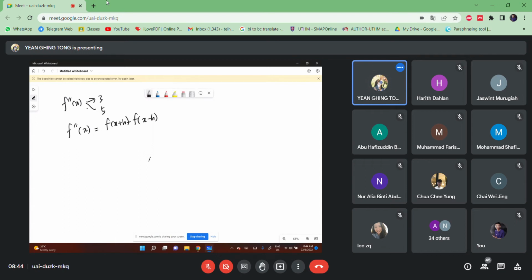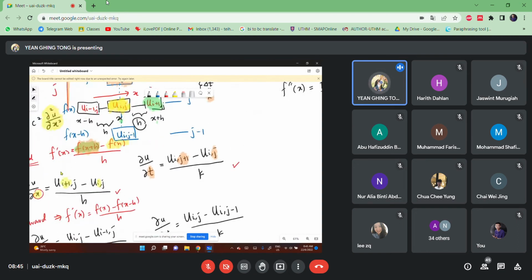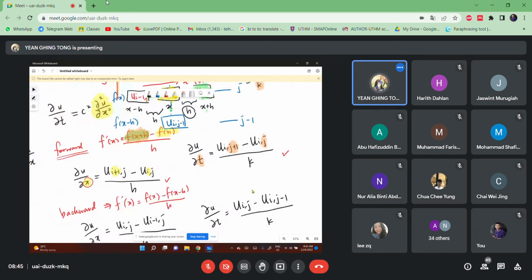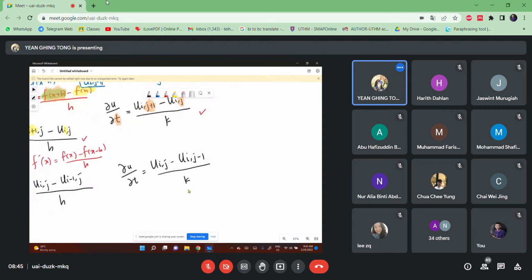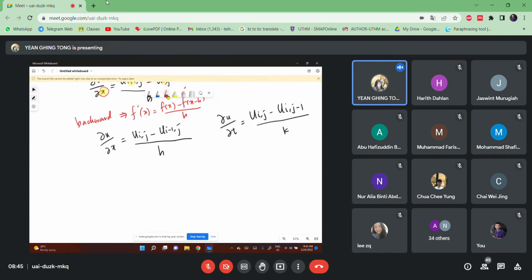Oh, sorry, mistake. I just did the example for the forward and backward. Even center also we can do, okay? Center. Come back, sorry. For the center, let's say we use 3-point.